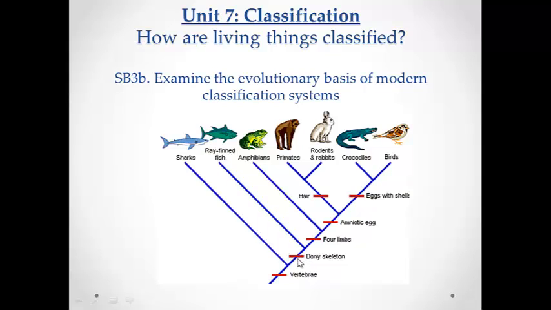So you see the shark stems off of this main branch below or before the bony skeleton characteristic is observed. So the shark does not have a bony skeleton. So that's how you would read it. If the organism or the branch stems off below a characteristic, it means they do not have that characteristic. If they stem off after the characteristic or above it, that means they do have the characteristic.